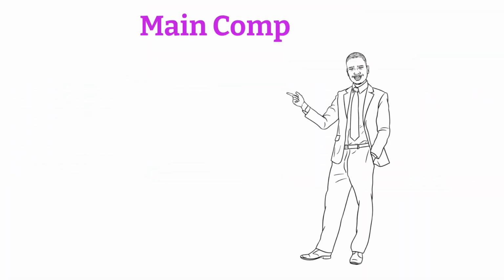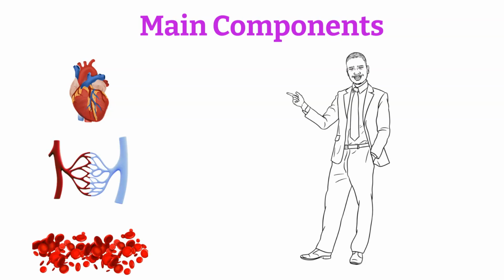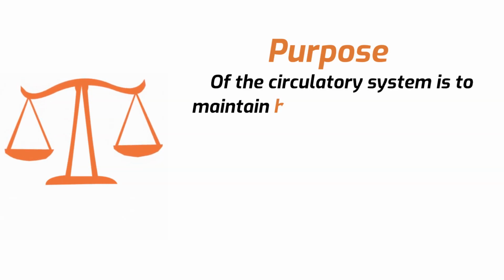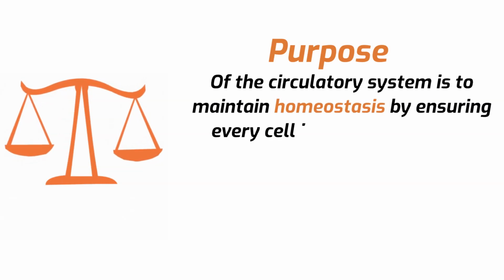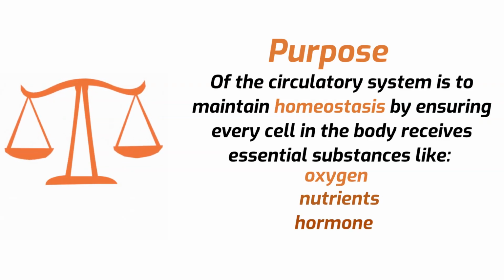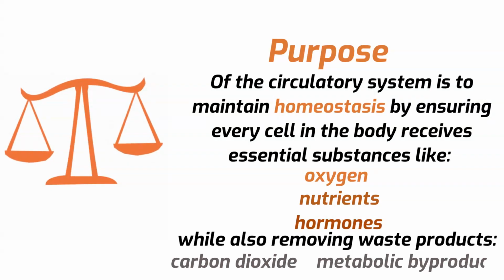Let's begin to break down the three main components of the circulatory system, which are the heart, blood vessels, and the blood, in addition to a variety of other smaller body components that we will break down and review momentarily. Before we delve into any of these elements, it's important to understand the primary purpose of the circulatory system is to maintain homeostasis by ensuring that every cell in the body receives essential substances like oxygen, nutrients, and hormones, while also removing waste products such as carbon dioxide and metabolic byproducts.